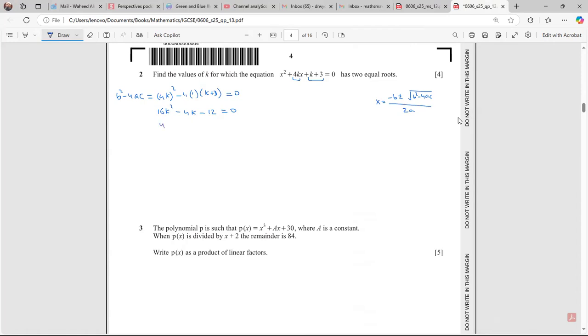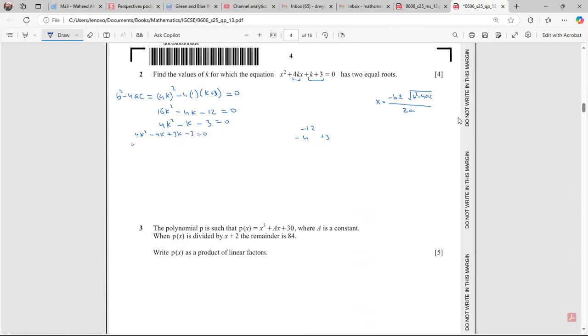It will become 4k square minus k minus 3. Okay, this must be equal to 0. Okay, 4 times this is minus 12, and factors are 4 and 3, minus and plus. So this is going to be 4k square minus 4k plus 3k minus 3 equal to 0.